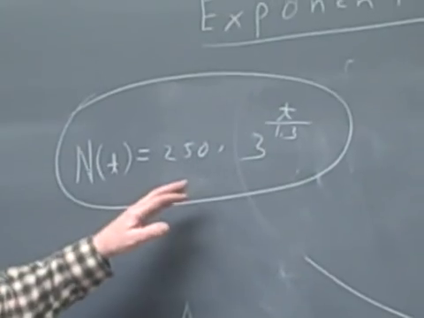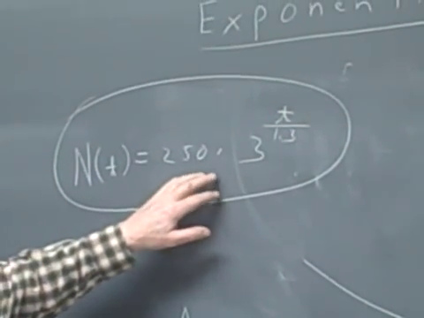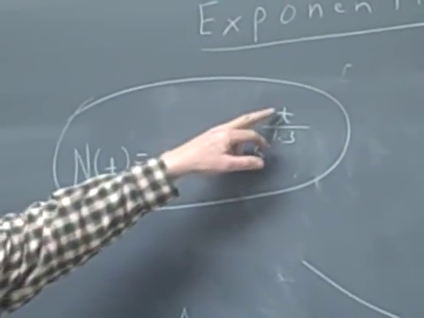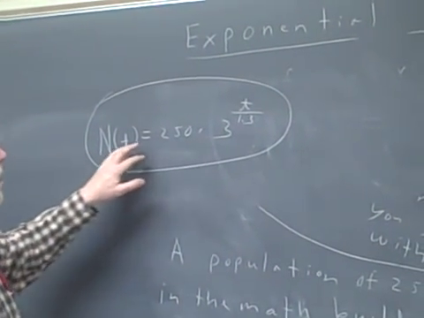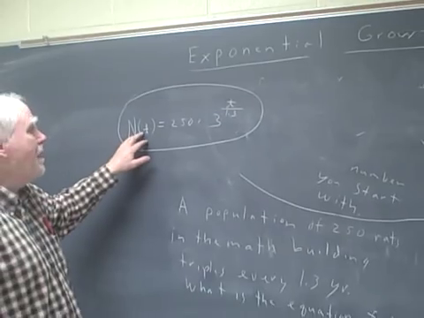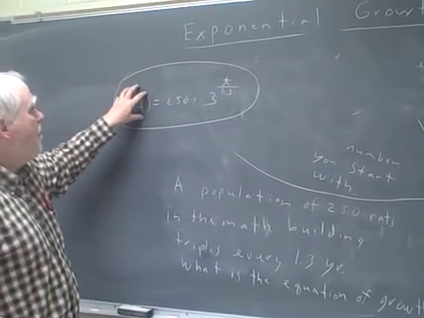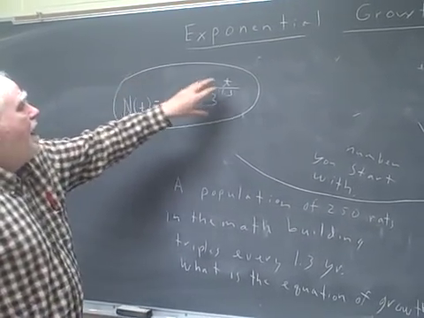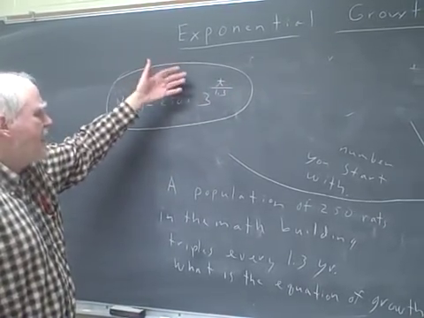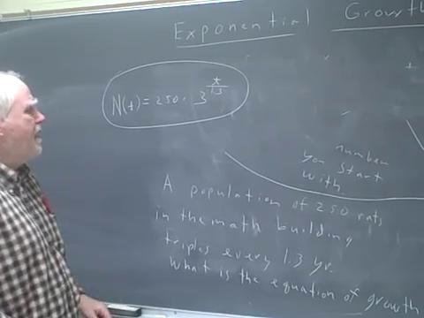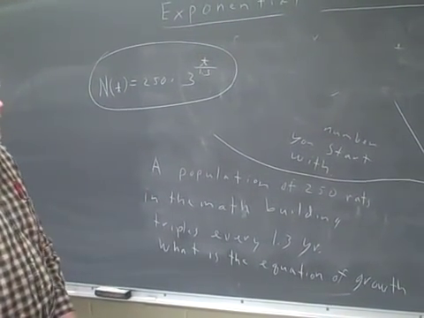Now, if I needed to know how many rats I'm going to have in the math building in 5 years, I just put a 5 in there. And if I wanted to know when the population of rats in the math building will be 500,000, I simply put 500,000 here, and I'll have an exponential equation. I solve for t, and I'll find out how long it takes to have 500,000.